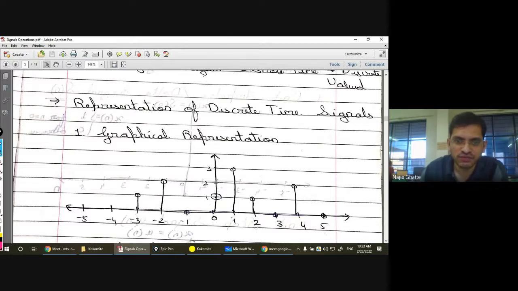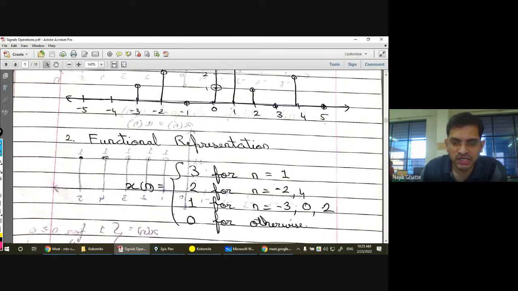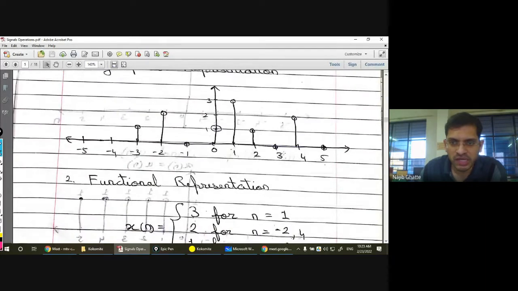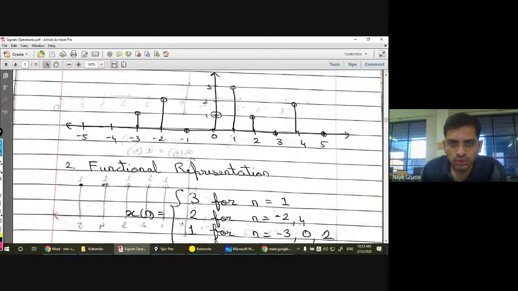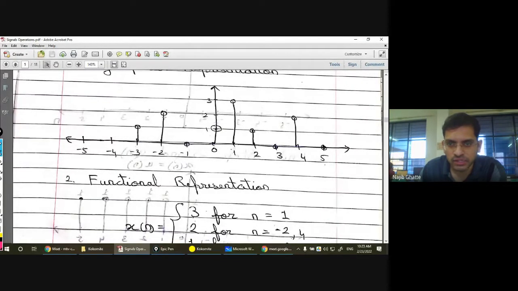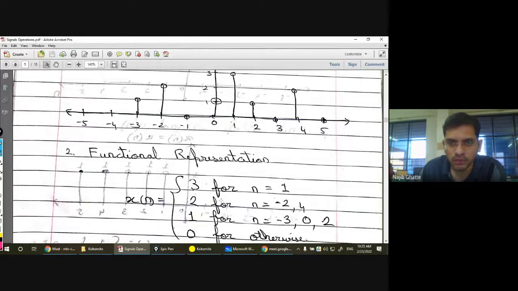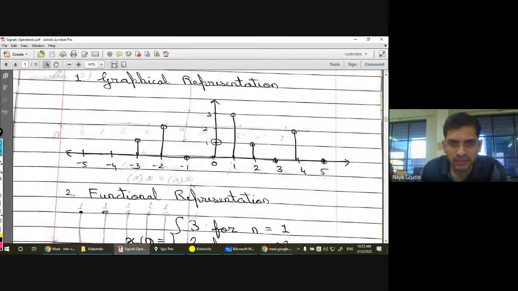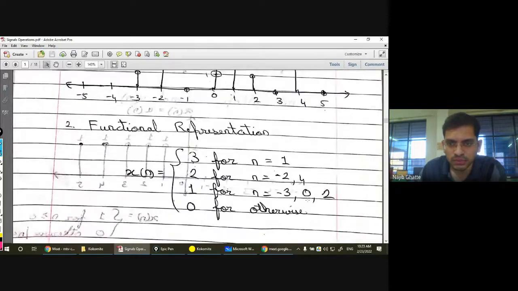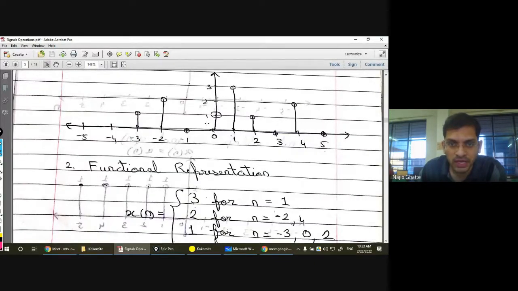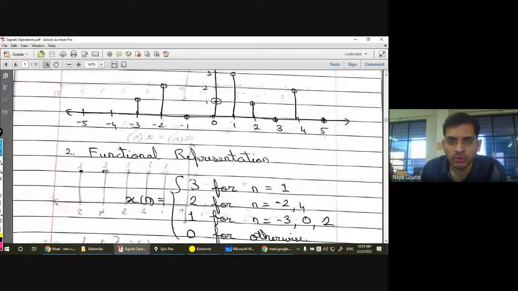Graphical representation वाला. Functional representation 3, 2, 1, 0. So where is 3? 3 is at 1. What about 2? So 2 is at -2 and +4. What about 1? So I can say 1 is at -3 and +2, and 0 पर भी है 1. Okay. This is how I'm going to write in case of functional or mathematical representation.